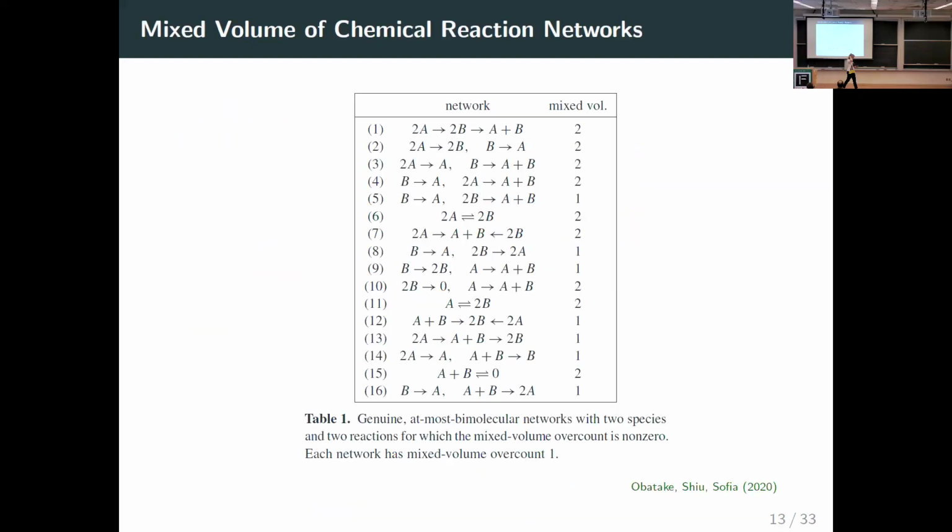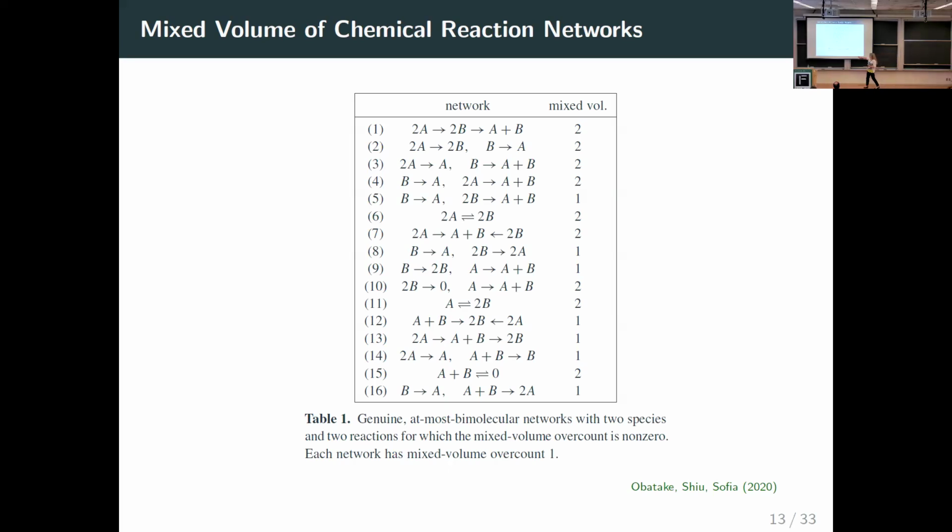So we'll go here. The other slide just had all the papers that were known on mixed volumes of chemical reaction networks. I'm just going to tell you what they are and some of the interesting things. These haven't been studied that much. There's a handful of papers. I'll talk about a couple of them, but a couple of interesting ones that I also wanted to pinpoint.